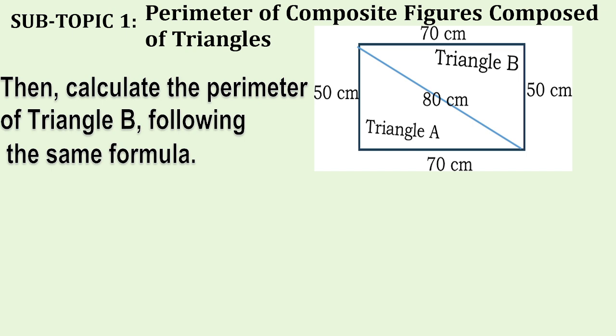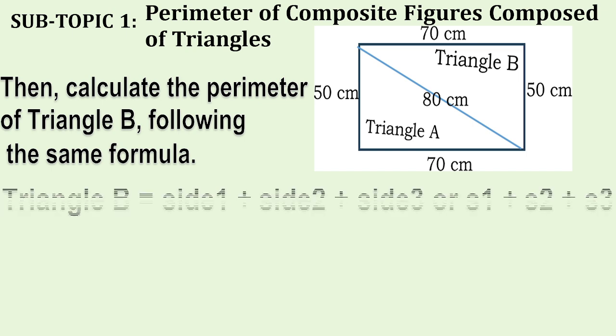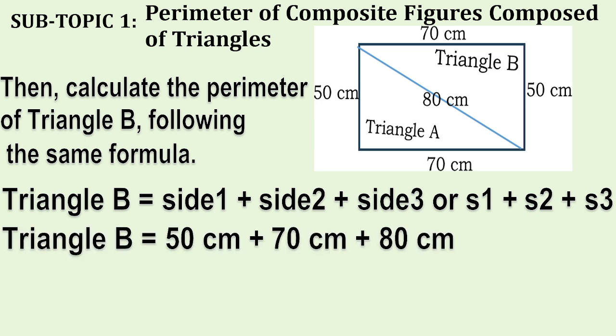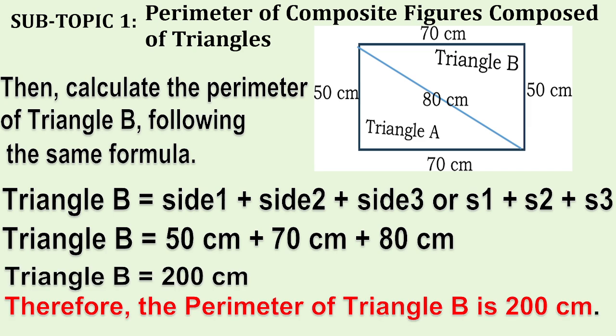Then, calculate the perimeter of triangle B, following the same formula. Triangle B equals side 1 plus side 2 plus side 3, or S1 plus S2 plus S3. Triangle B equals 50 centimeters plus 70 centimeters plus 80 centimeters. So, 50 plus 70 plus 80 equals 200. So, triangle B equals 200 centimeters. Therefore, the perimeter of triangle B is 200 centimeters.